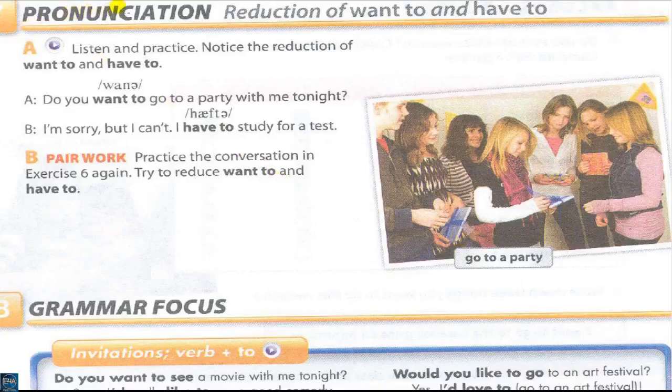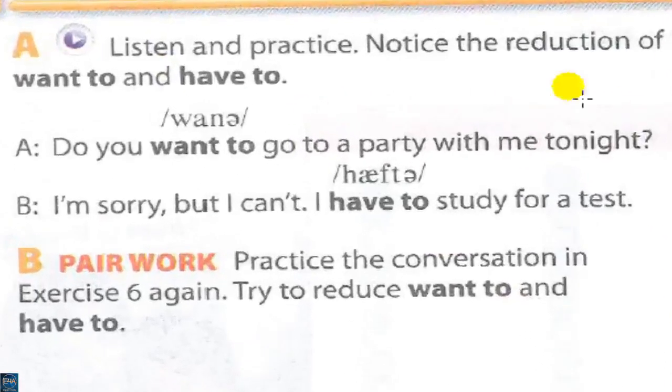Exercise 7, pronunciation. Reduction of want to, have to, and half to. Now, in this exercise, listen and practice. Listen and repeat. Notice the reduction of want to, have to, and half to.